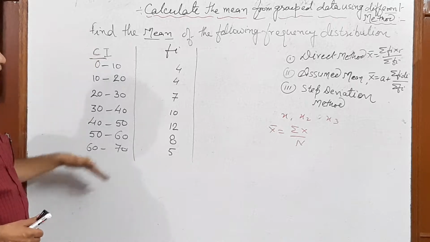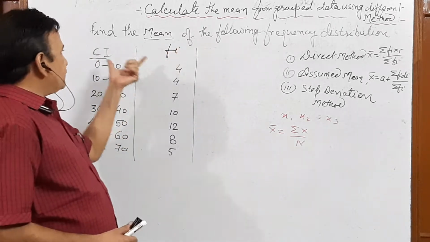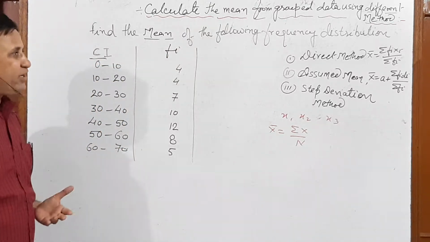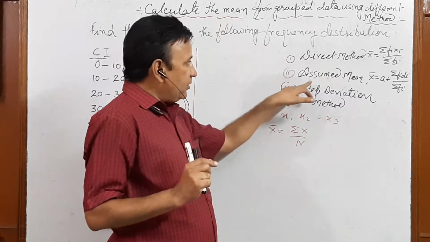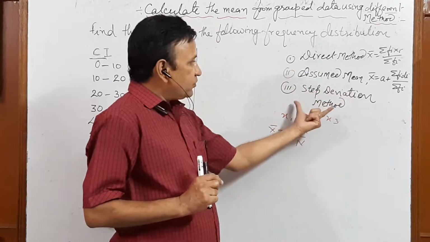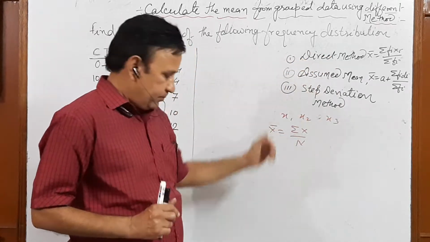Different classes are given and frequencies are given. Now let us see how to find the mean of such questions. So here there are three methods. First, I'll tell you about the direct method, then the assumed mean method, and then the step deviation method. Okay, now we see one by one.